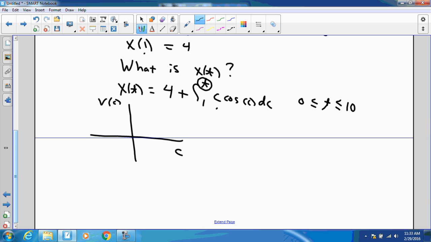This is a graph of the velocity with respect to c. I'm going to start at t equals 1, and I don't know what c cosine c is going to look like. Let's see, it'll be 0 at 0, it'll be 0 at pi over 2, 0 at 3 pi over 2, and it's going to do something like this. And so we're going to start here, and we're going to go out to a time t, and we're going to find all of the net signed area from 1 to t. That's our displacement. And then we'll add on the initial position to get our final position. Okay, but why do we not have t cosine t in that integral? Because t is already taken as a variable.